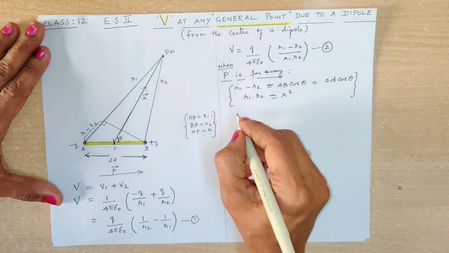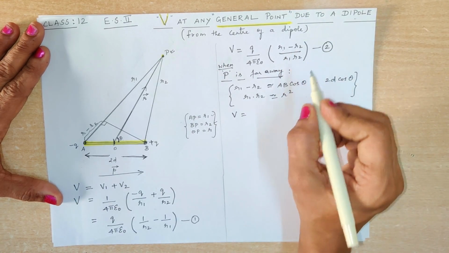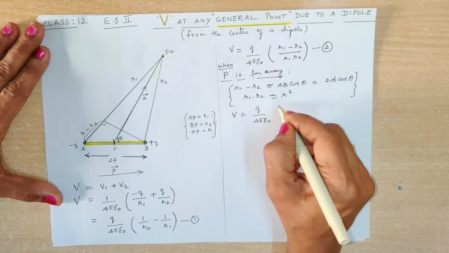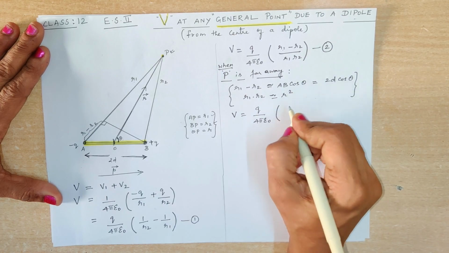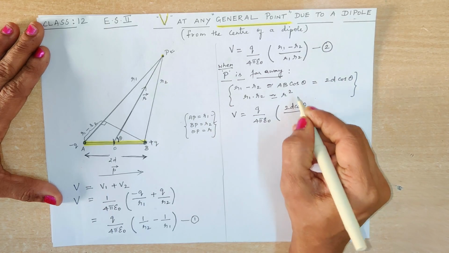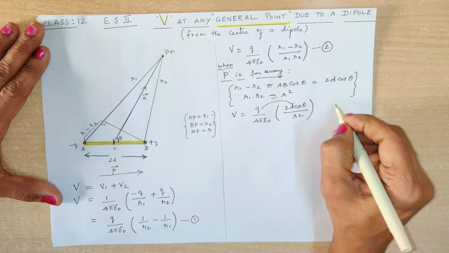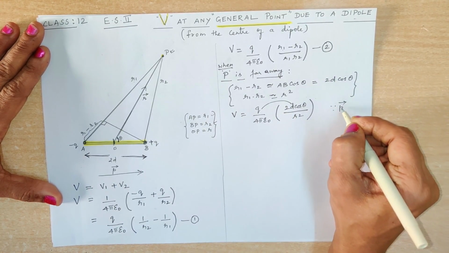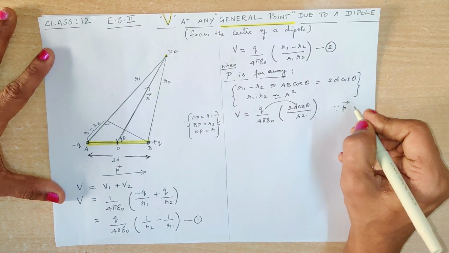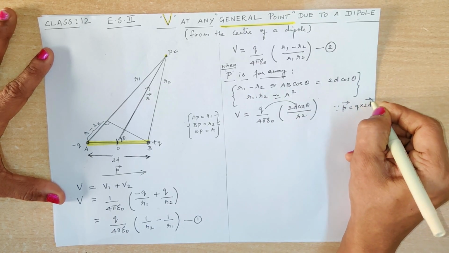Therefore, we can simplify equation number 2. Look at equation number 2: we have R1 minus R2 and R1 into R2. Substitute Q by 4 pi epsilon 0, and inside substitute 2D cos theta upon R square. Now you can simplify this further, because we know the dipole moment, which we discussed in the previous concept, in chapter 1 also, where the dipole moment is equal to Q multiplied by 2D.